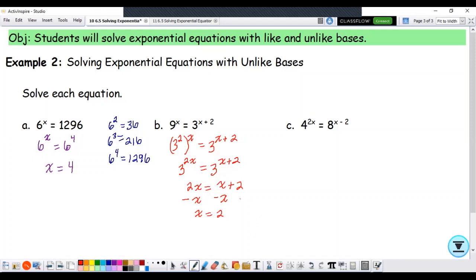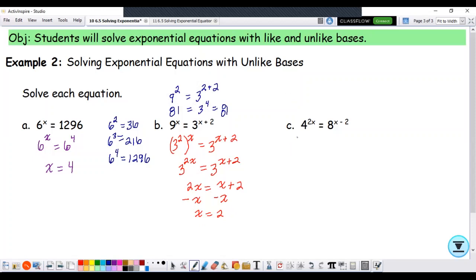Now, in order to check this, I would need to check the values of each of these sides because I don't have like bases. So we can check to see if the values work. Is 9 squared going to equal 3 to the 2 plus 2 power? 9 squared is 81. 3 to the 2 plus 2 power is the same as 3 to the 4th, which is also 81. So x is, in fact, 2.